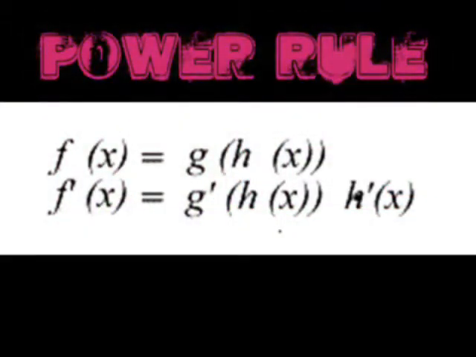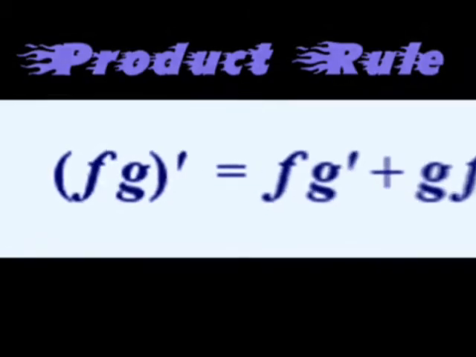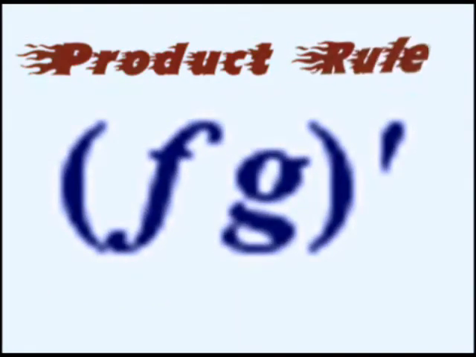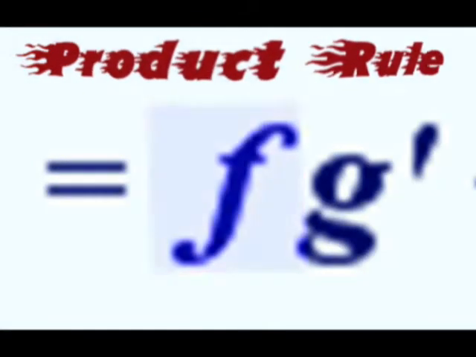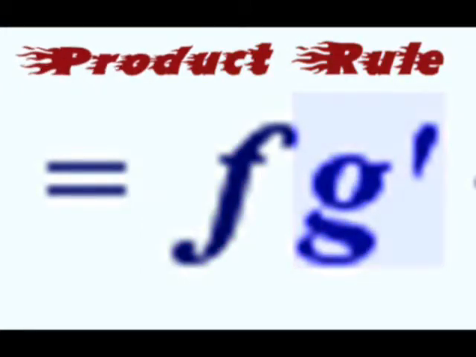A variation of the power rule, known as the chain rule, will be used to find the derivative of today's function. The derivative of a product of two functions is equal to the first times the derivative of the second plus the second times the derivative of the first.